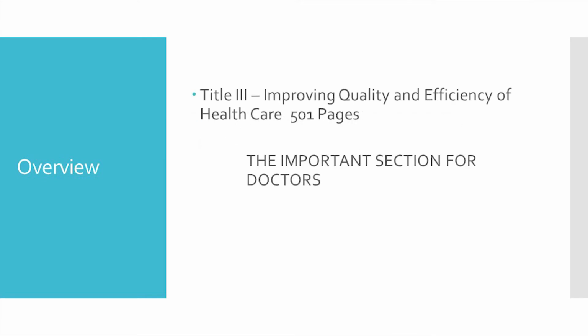Title III was a really important section for physicians. It was called Improving Quality and Efficiency of Healthcare, 501 pages, and that was really dedicated to payment reform. You know, right now we have a fee-for-service system where doctors get paid more to do more, and part of the Affordable Care Act was to gradually move us to a value-based payment system where they got paid more for better delivery of care and better outcomes. Also, it started the creation of things like the accountable care organizations where groups of doctors were supposed to take care of you, and the creation of patient-centered medical homes.